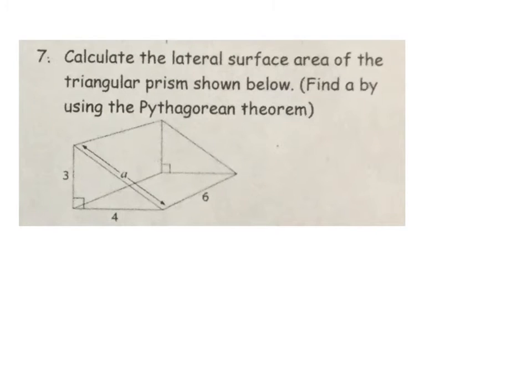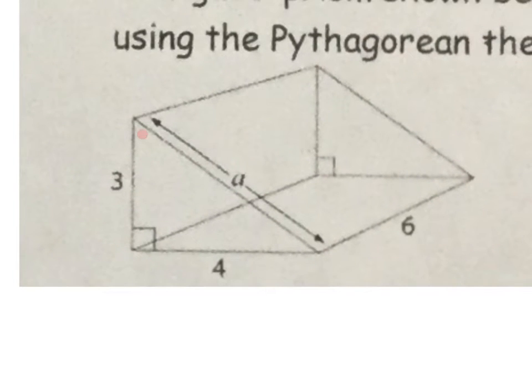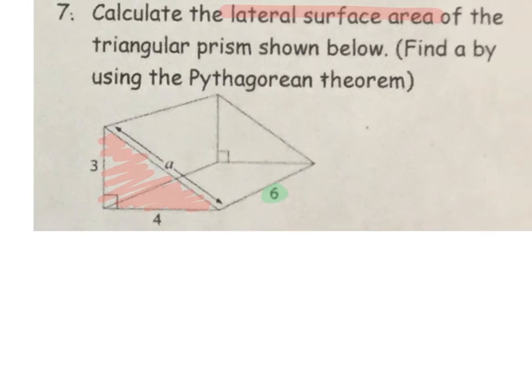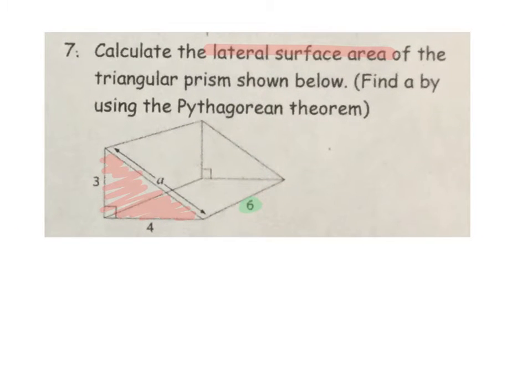All right, number 7, calculate the lateral surface area of the triangular prism. Okay, so I know that my base I'll use is the triangle in there. So there's that. And then this is my height in between the two. All right, so since we're looking for lateral surface area, it's really just going to be the perimeter of the base multiplied times the height.